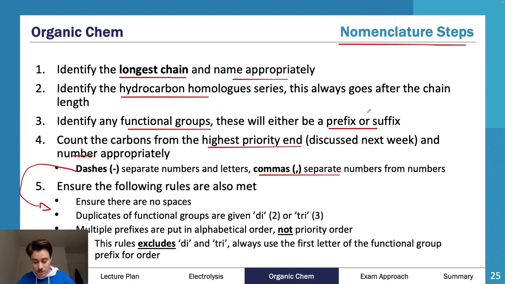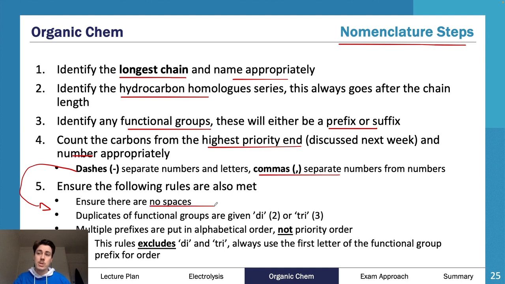Then you put a dash between the 3 and the word. So letters and words, dashes between them. Letters and numbers, dash between them. Numbers and numbers, commas between them. Really important. Then you need to ensure there's a few rules that are met.